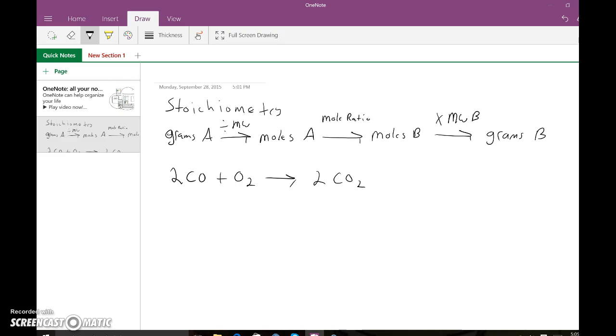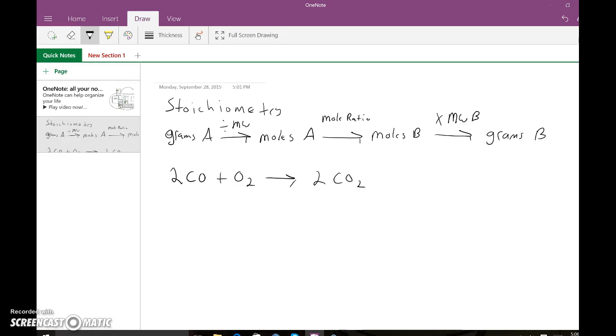Usually we start with grams of A, a given thing, and we divide by the molecular weight to convert it to moles of A, and then we convert into moles of B, and as long as we have a balanced reaction, we can convert between anything. And to convert from moles of A to moles of B, we need a mole ratio. And then last but not least, we need to get it into grams of B, and we do so by multiplying by the molecular weight.